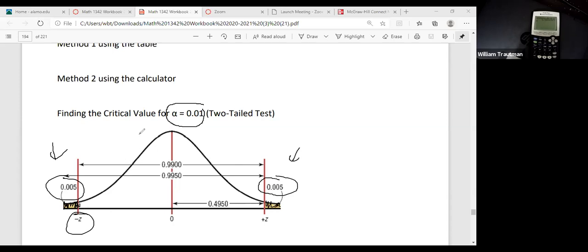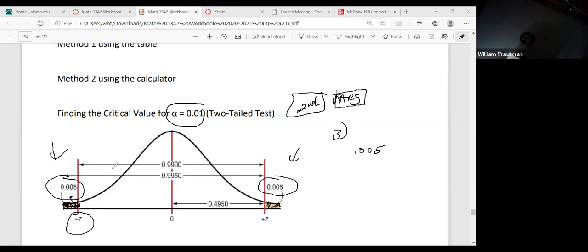One's negative, one's positive. So on our calculator, we're going to go second vars, number 3, and we're going to type in 0.005. And that should give us this one, 0.005 to the left of this number. It'll give us a negative z value. And when I do that on my calculator, second vars, number 3, 0.005, I get a z value of negative 2.58 when you round it off to 2 decimal places.